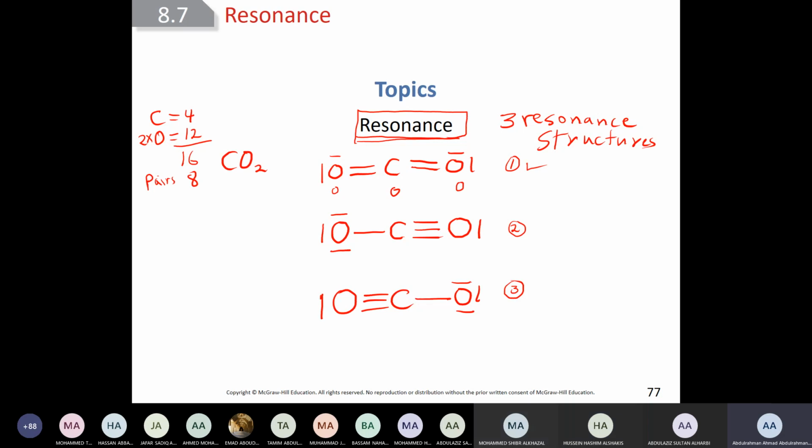Zero. Also 0. Thank you. How about this oxygen in structure 2? What's the formal charge? Minus one. Tell me, what is it? +1. Yes, plus one. What's the formal charge on the other oxygen? Minus one. Very good. What's the formal charge in structure 3?